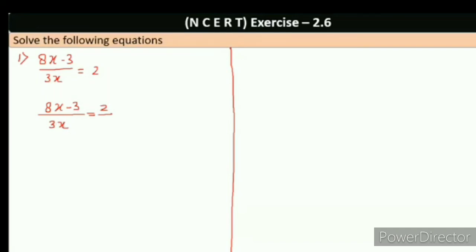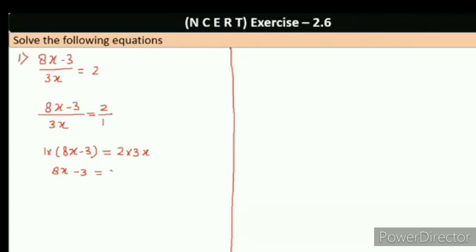Now on the left hand side the terms are in fraction form, so we'll write 2 in the form of a fraction by putting 1 in the denominator. After that, observe the terms: on both sides we have one fraction, so we'll use the cross multiplication method. First we'll multiply 1 into (8x minus 3). Two terms are there, 8x minus 3, so put a bracket, equal to 2 into 3x. If we multiply 1 with any number, that number remains the same. Therefore, 8x minus 3 stays as it is.